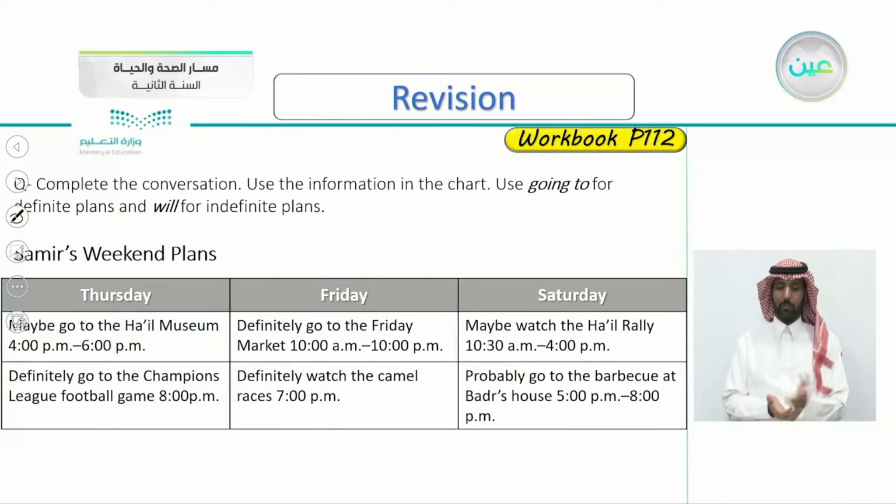Jumping to the next exercise, page 112. Complete the conversation. Use the information in the chart. Use going to for definite plans and will for indefinite plans. Samir's weekend plans. We see the weekend here: Thursday, Friday, Saturday, and Samir's plan. On Thursday, he says maybe go to Hyle's Museum from 4 to 6 p.m.